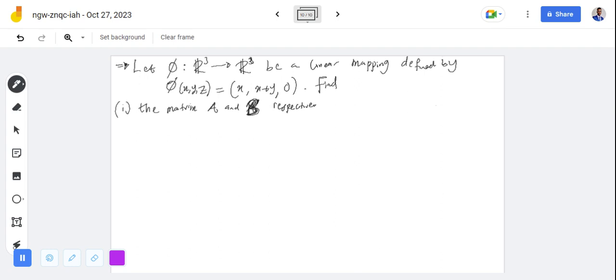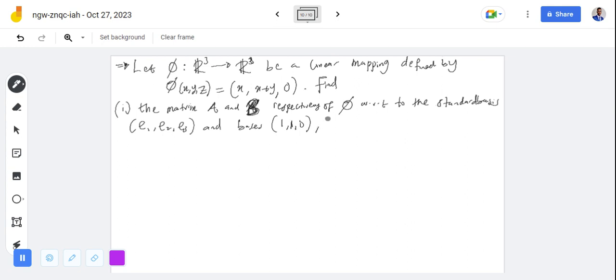respectively of the linear map phi with respect to the standard basis. The standard basis, I think they have already helped us here. They put E1, E2, E3. So you should know what that means. And the basis of (1,1,0), (0,1,1), (1,1,1). So this is what we are given. This is E1, E2, this is E3.